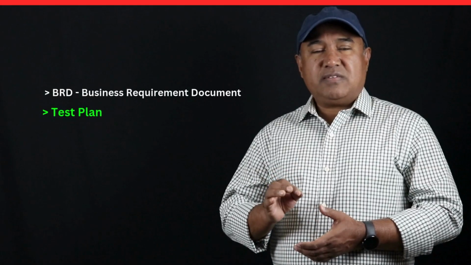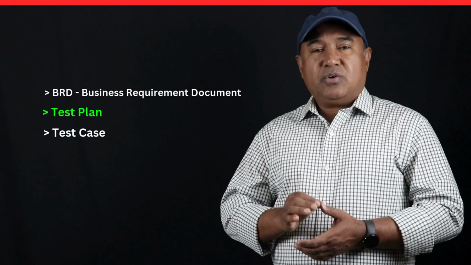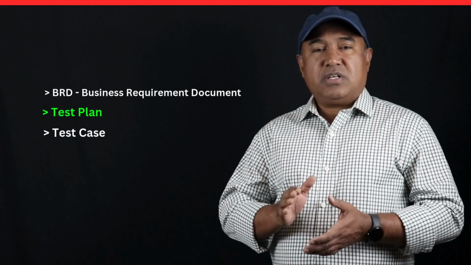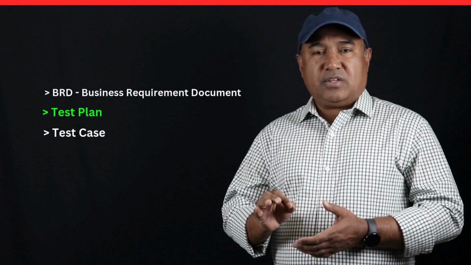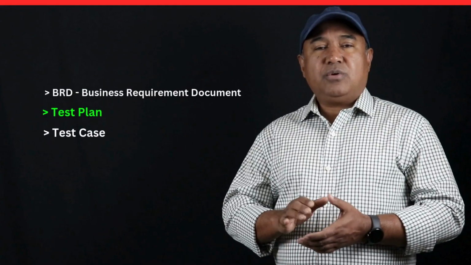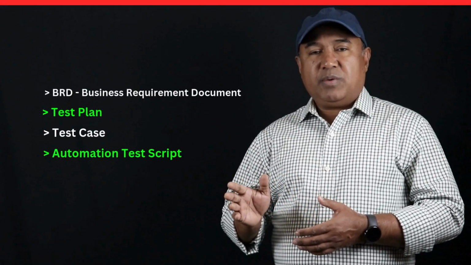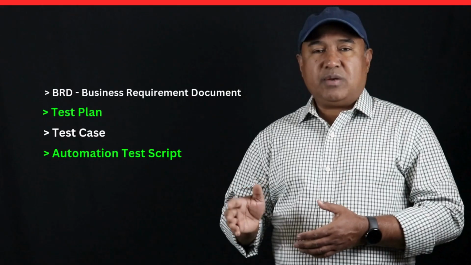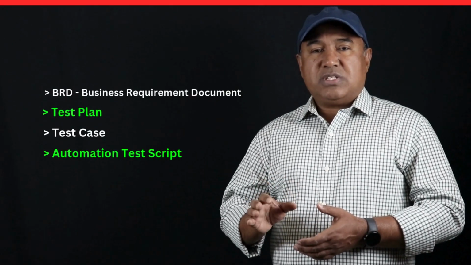Once your test plan is approved, you need to create your test cases. After creating your test cases, you need to decide which test cases need to be executed manually and which need to be automated. For those that need to be automated, you need to create a test script. It might be Selenium, Playwright, Cypress, or UFT. Whatever tool your company uses, you need to use that tool.